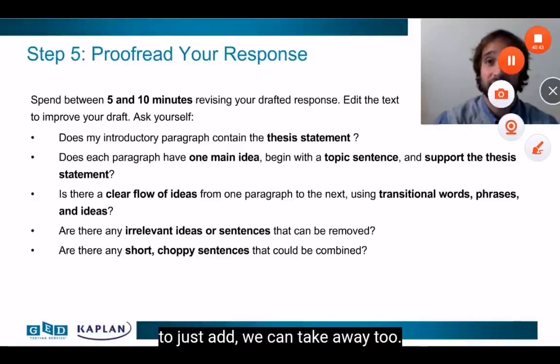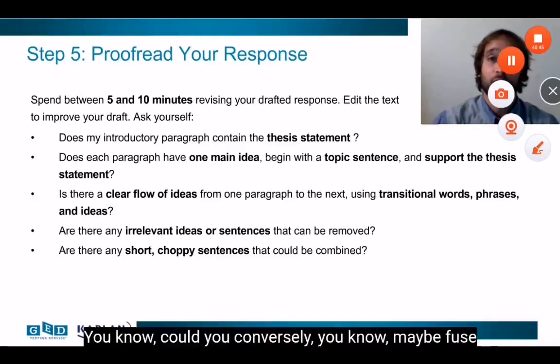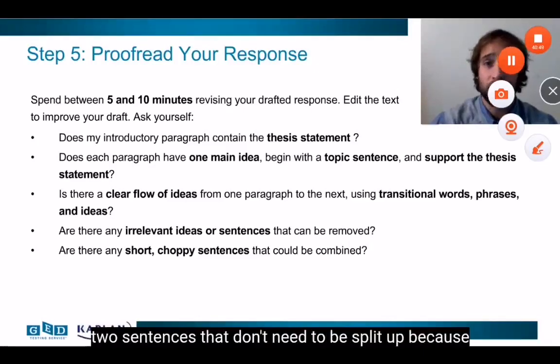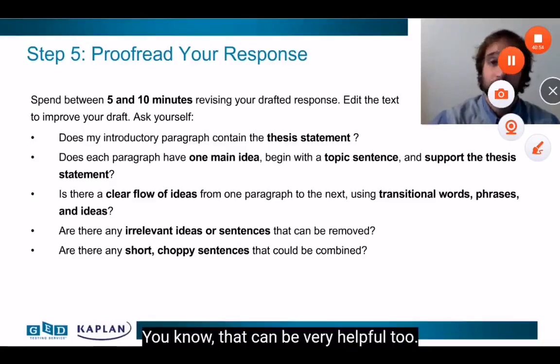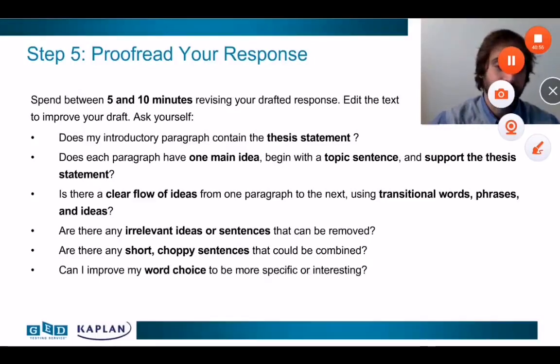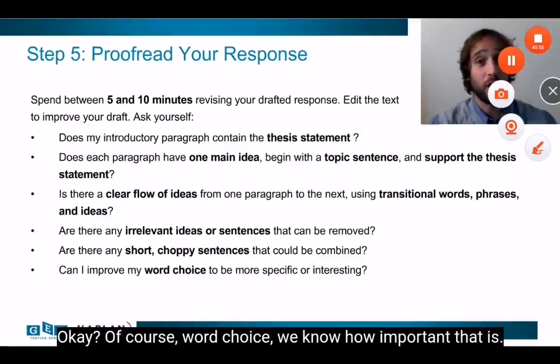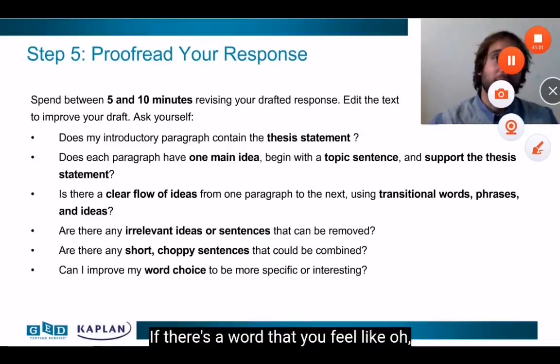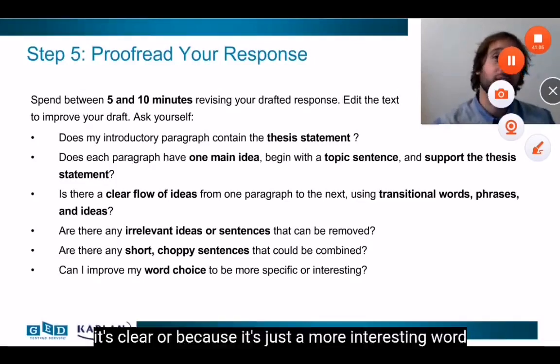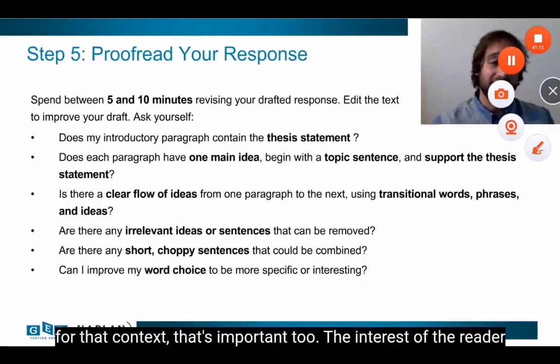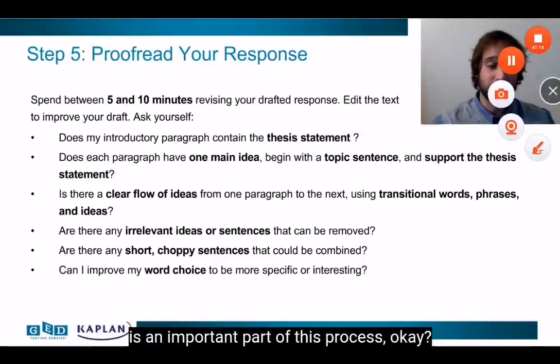We don't have to just add. We can take away too. Conversely, could you maybe fuse two sentences that don't need to be split up because they state something that's related? That can be very helpful too. Okay. Of course, word choice, we know how important that is. If there's a word that you feel is better because it's more specific, it's clear, or because it's just a more interesting word for that context, that's important too. The interest of the reader is an important part of this process.